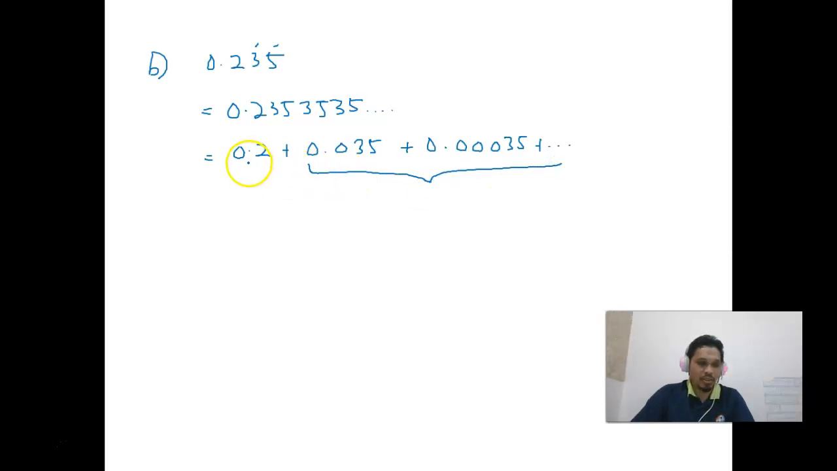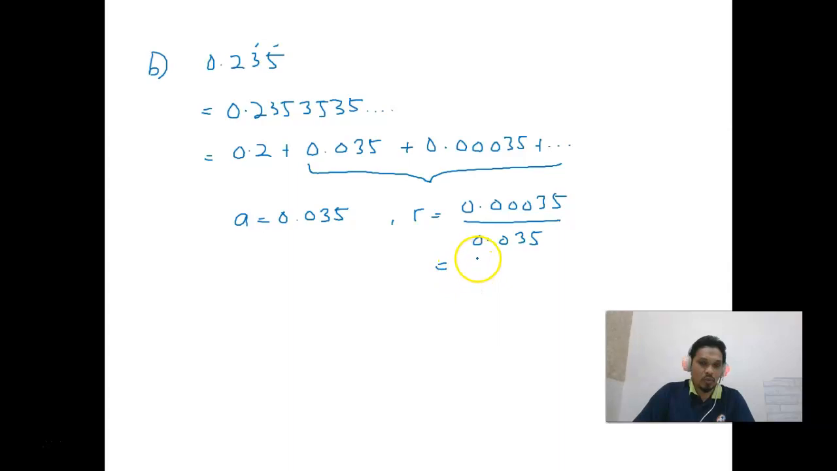It does not include the 0.2 here, so A equal to 0.035 and R equal to 0.00035 divided by 0.035, and this is going to give you 1 over 100.